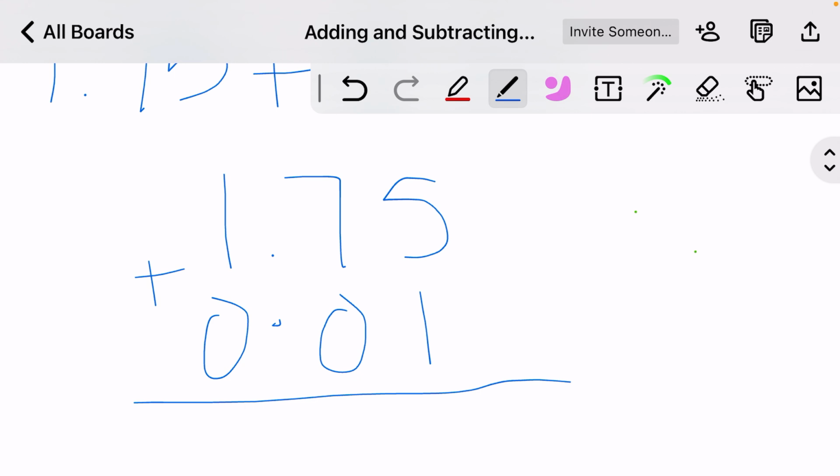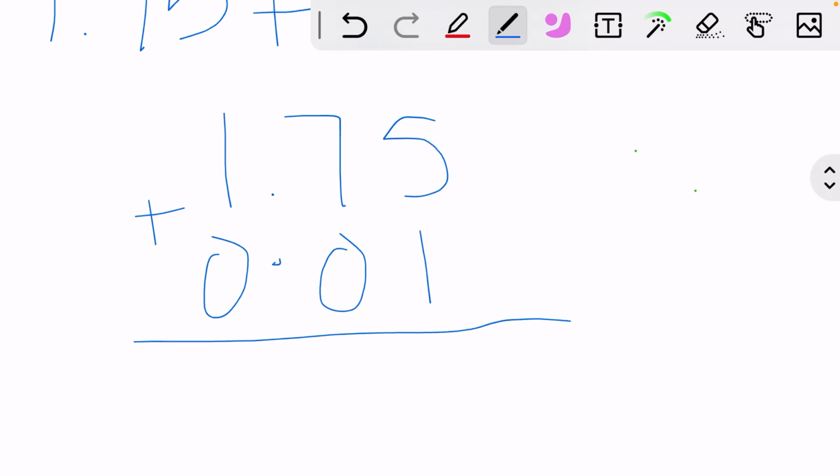Now we can just add these like whole numbers. We can add both of these as if they were whole numbers. So again, 5 plus 1 is going to be 6. It's going to be 7. It's going to be 1. And then you just bring down that decimal. So 1.75 plus 0.01 is going to be 1.76.